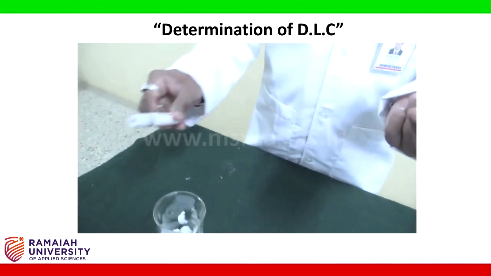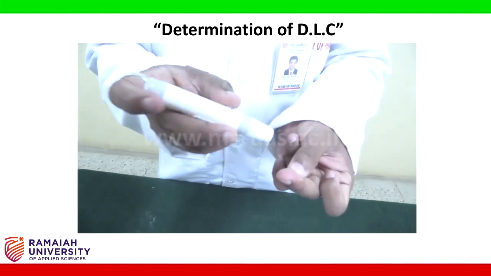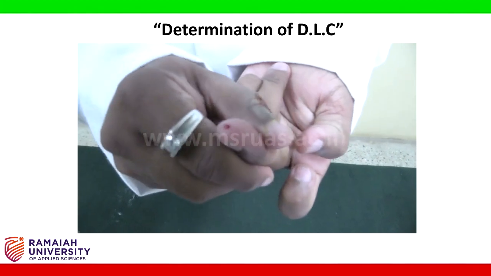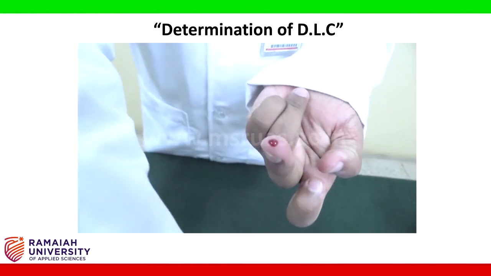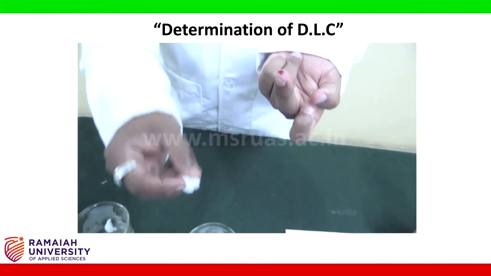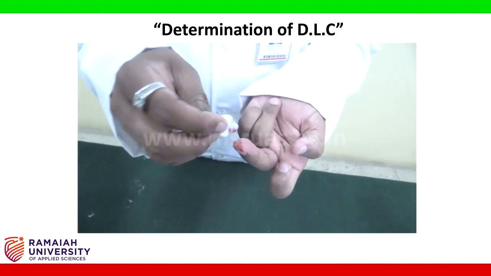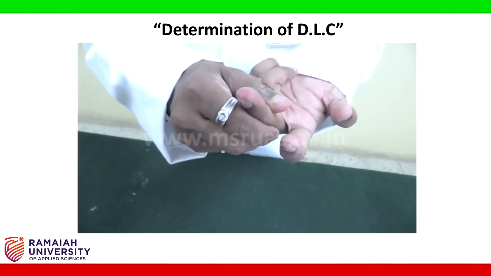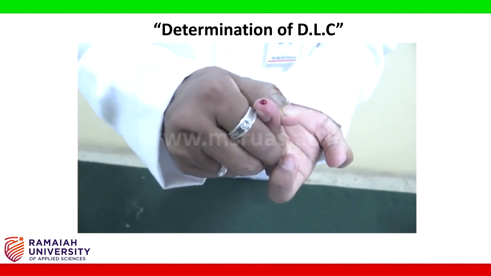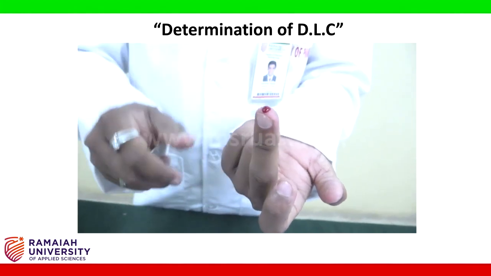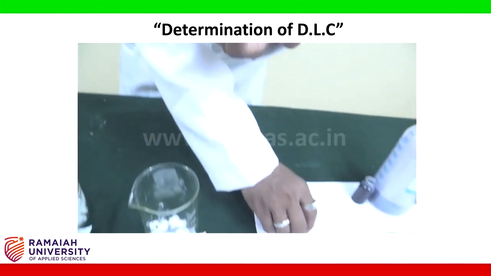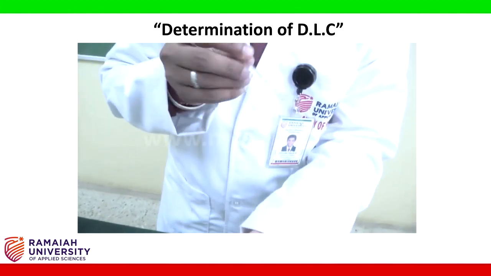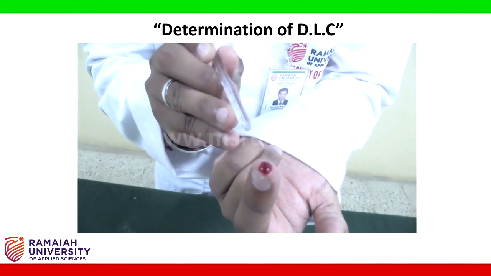Then, using the lancet device, take a bold prick. Using the dry cotton swab, wipe the first drop of blood as it may contain debris. Gently squeeze the finger bulb and allow a clear drop of blood to form, and then using the WBC diluting pipette, suck the blood up to the mark of 0.5.